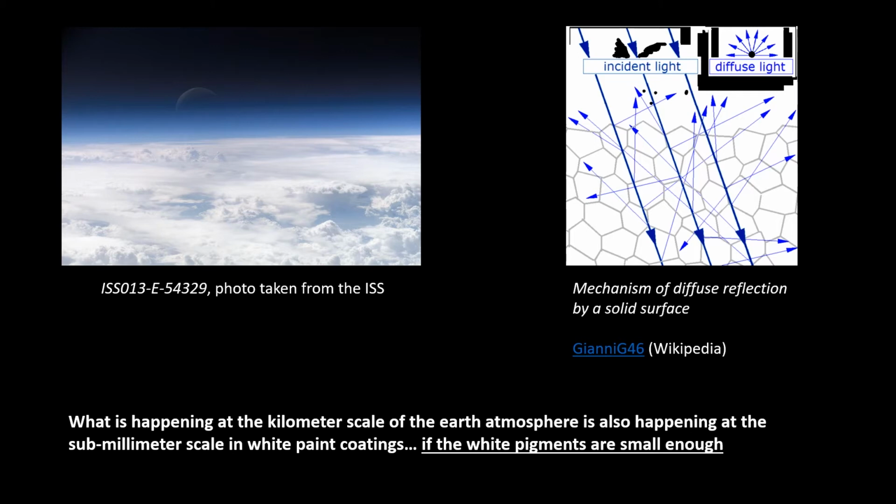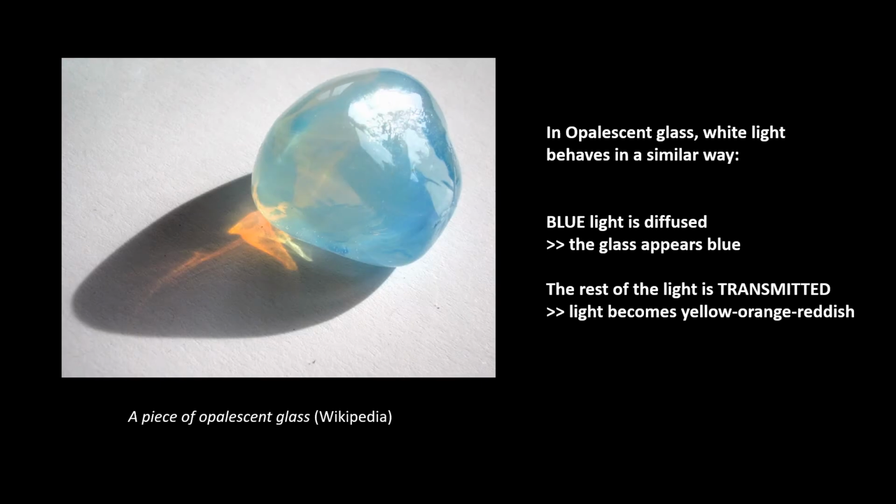Another object that behaves in the same way is called opalescent glass. So this is a piece of glass. It appears blue, but the color that is transmitted, that goes through the glass, becomes yellow, orange, or a bit reddish. So it's exactly like a small atmosphere in miniature. The light arrives on the glass, the blue part of the light is diffused, and it makes the glass, which is colorless, appear blue. And the rest of the light, which is the white light minus the blue part that has colored the glass blue, becomes yellow.